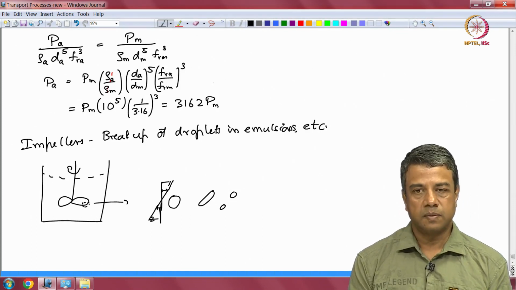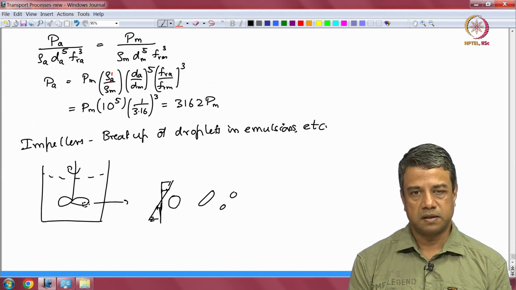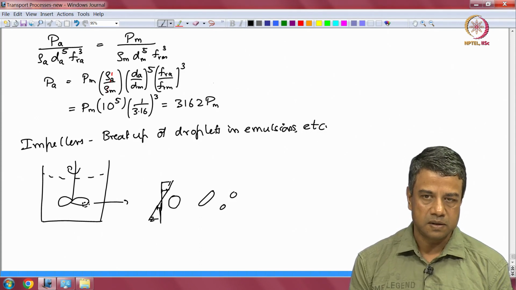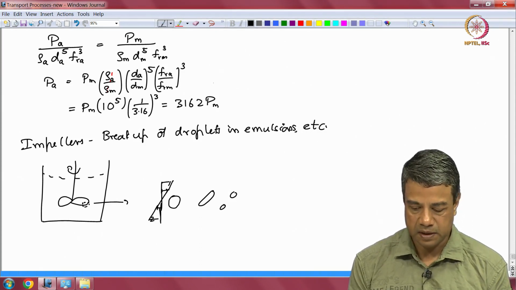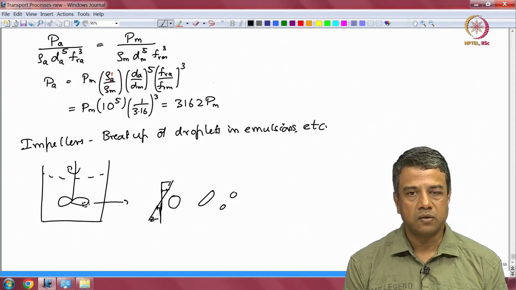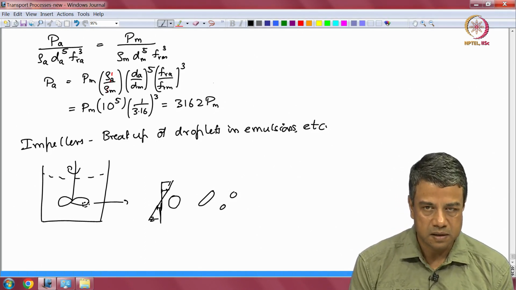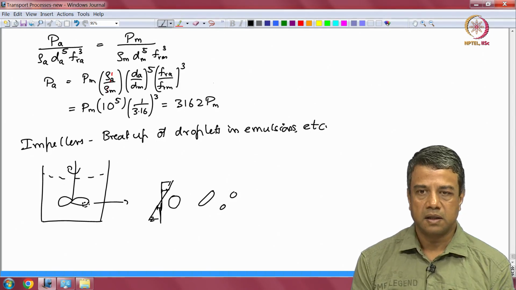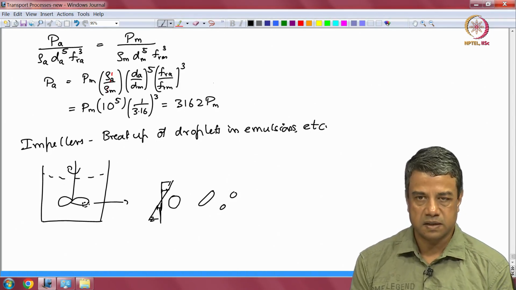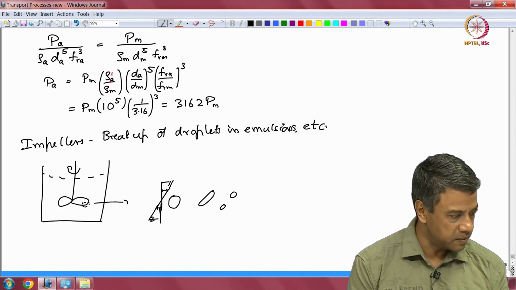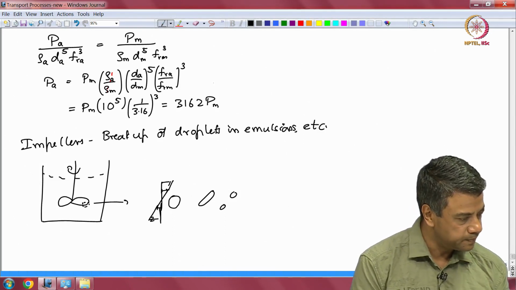What is holding the droplet together is surface tension. Surface tension tends to reduce surface area, returning the droplet to its spherical shape. What is tending to break up the droplet is the shear that is generated, either the inertial or the viscous stresses that are generated at the droplet scale, at the small scale.